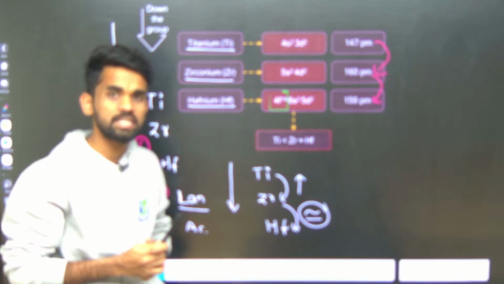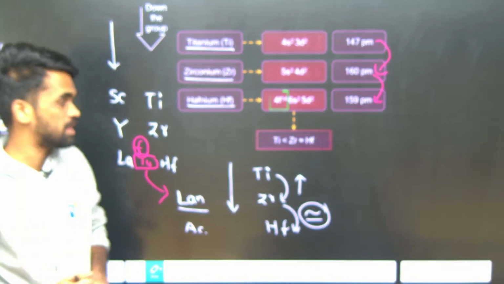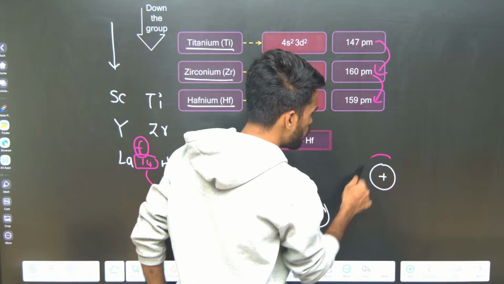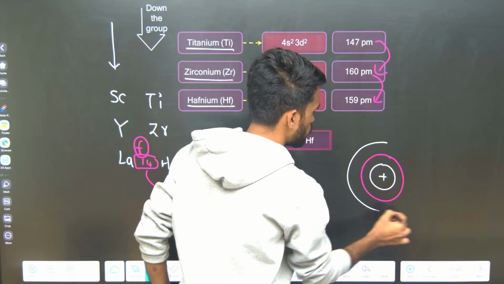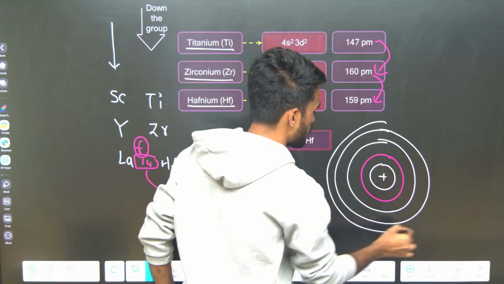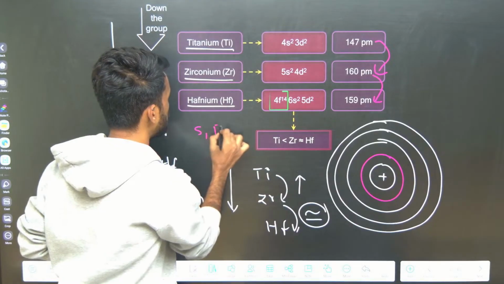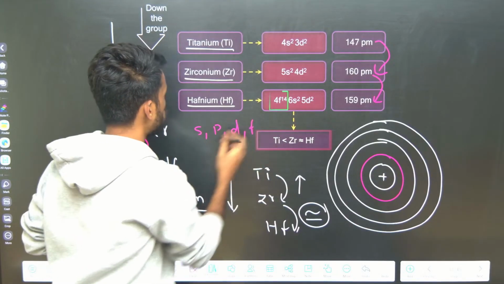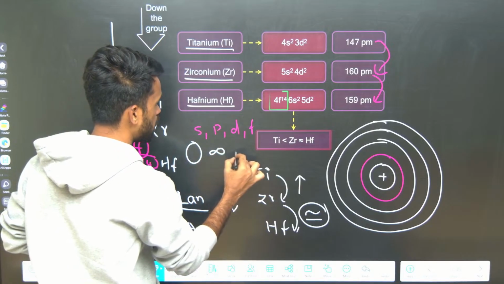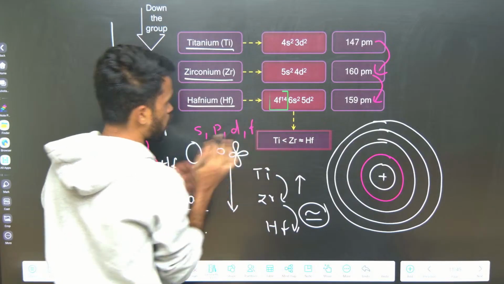So what is the reason? That reason is called lanthanide contraction. What exactly is lanthanide contraction? See, if this is a nucleus, we have an s orbital and p orbitals, we can have d orbitals and we can have f orbitals. So s orbital is spherical, p orbital is dumbbell shaped, d orbital is double dumbbell shaped like this, and f orbital has a complex shape.